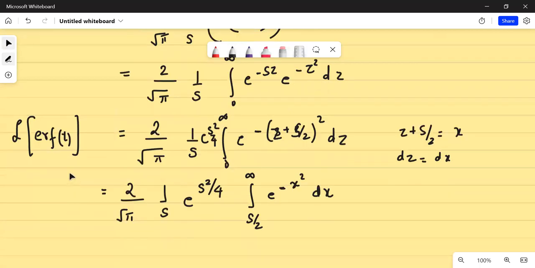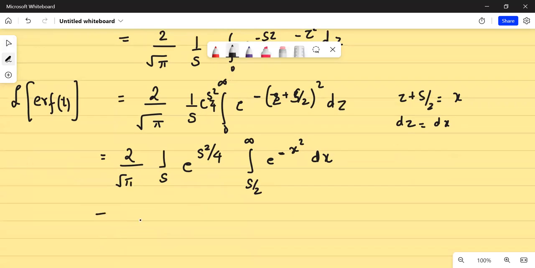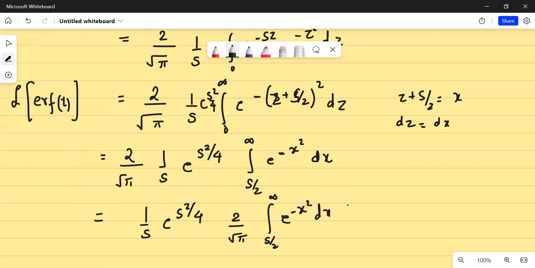Okay, and what I will do is, I will try to write it in this fashion so that we'll be able to get what I want to say. So I'll write it as 2 upon root over pi, and then the integral from s by 2 to infinity of e to the power minus x square dx, and this entire term I write in one step.